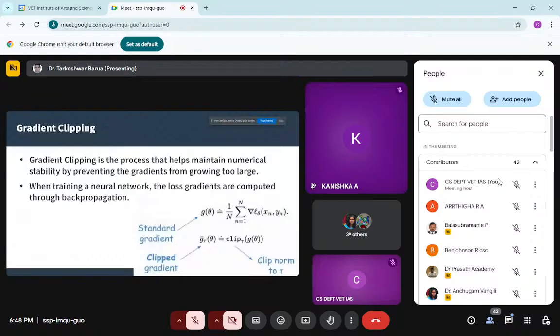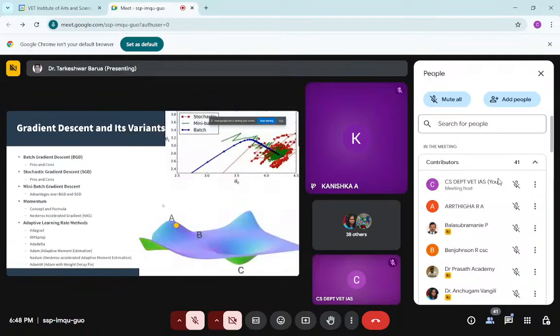Gradient clipping is the process that helps maintain numerical stability by preventing the gradient from growing too large. It is also known as pruning. When training a neural network, the loss gradients are computed through backpropagation. Let's proceed towards a few more optimization techniques.